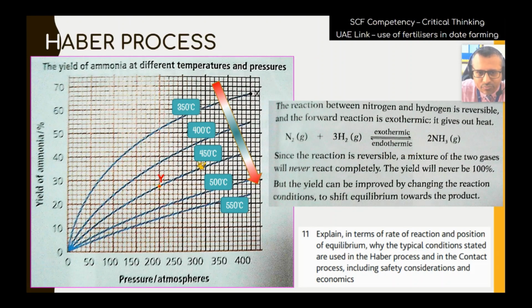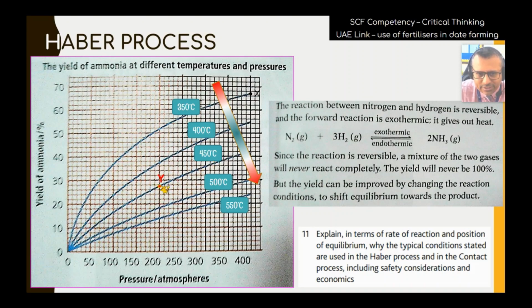And look, if we raise the temperature from 450 degrees centigrade to 500, we actually find that our yield of ammonia falls. If our yield of ammonia falls, that's not a very good thing. The reason why the yield of ammonia is falling is because raising the temperature is encouraging the endothermic stage, and that is the reverse reaction. So our endothermic stage is what we want to try and restrict.